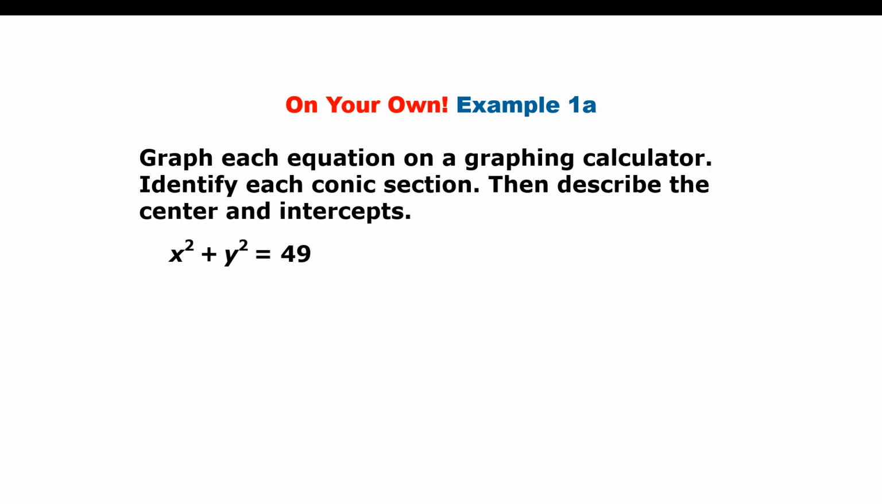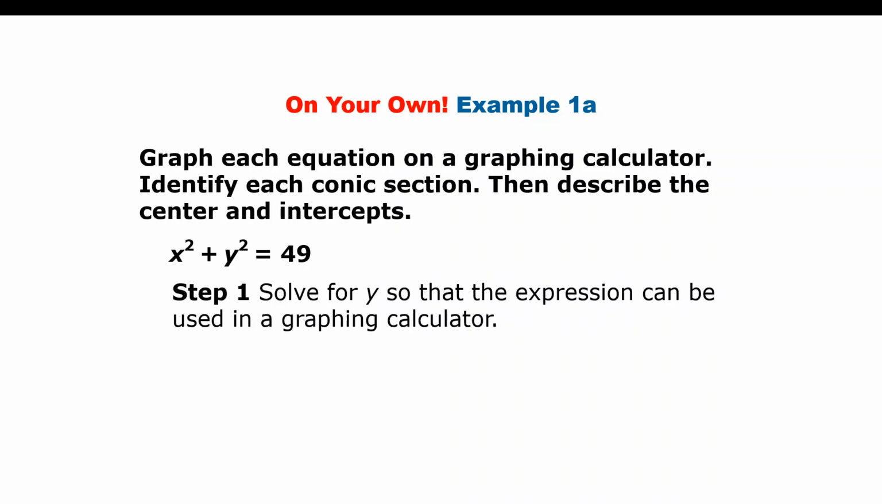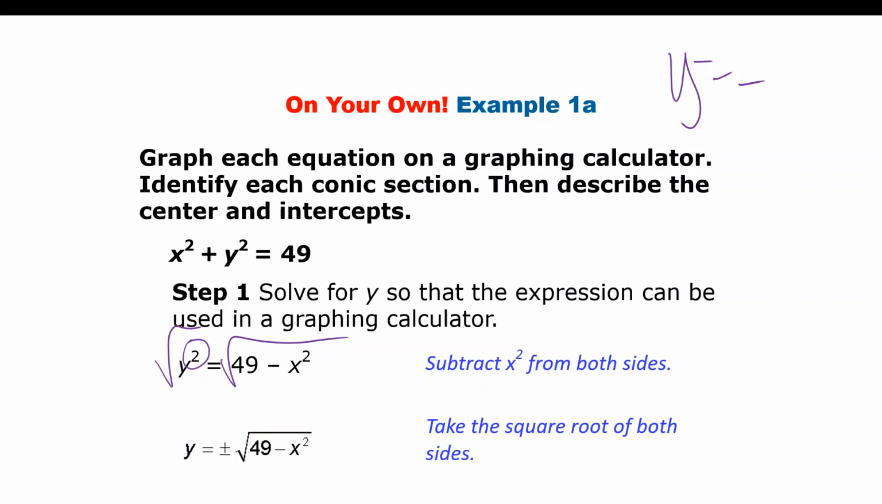Okay, so I hope that you found the very first thing that you should do. Step 1 is to solve for y. So what we're wanting is to have y equals something so we could put it into our calculator. And so I think the easiest thing to do would be to subtract x squared from both sides. Now notice I still have this y squared, so we're going to need to take the square root of both pieces. And when we do that, we have y equals plus or minus the square root of 49 minus x squared.